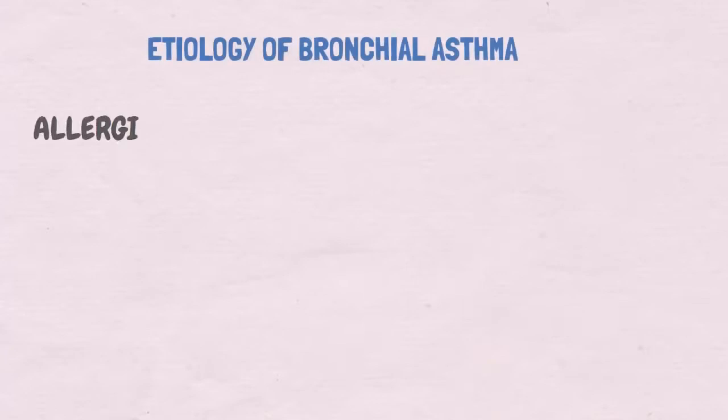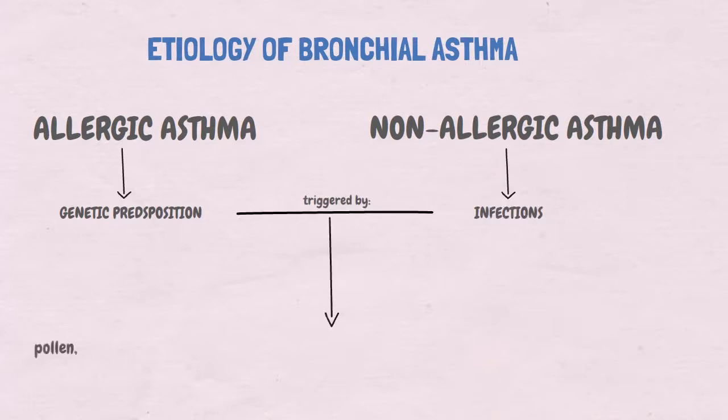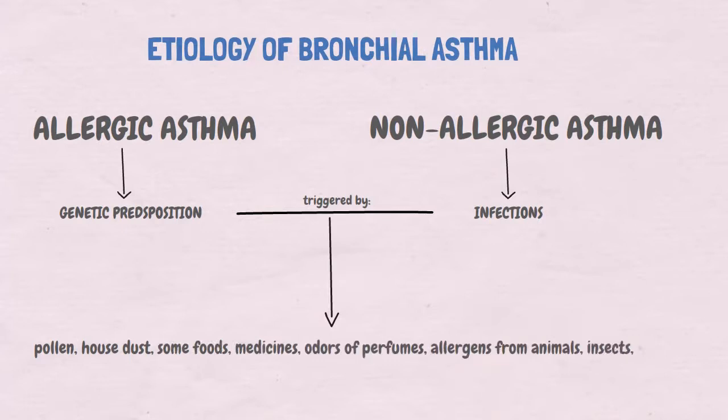Allergic asthma is a genetic disease. Its attacks are triggered on exposure to some allergens and irritants such as pollen, house dust, some foods, medicines, allergens from animals, insects, and mites, and also can be triggered by allergens of viruses, bacteria, and pathogenic fungi.